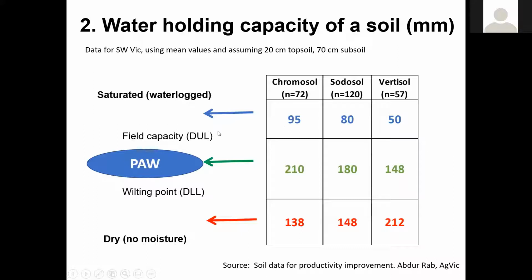The other thing to note is that once we get to field capacity and go up to saturation, the size of the pores that we can fill up before we hit fully waterlogged conditions is about twice as high on the chromosols as it is on the vertisols.